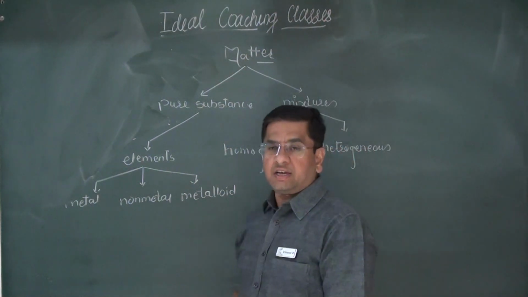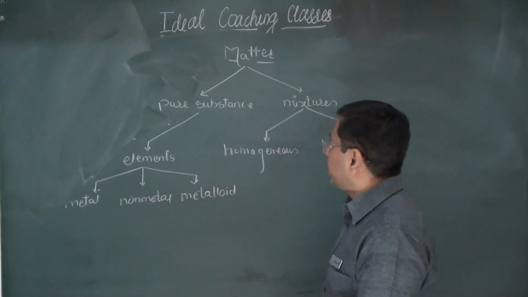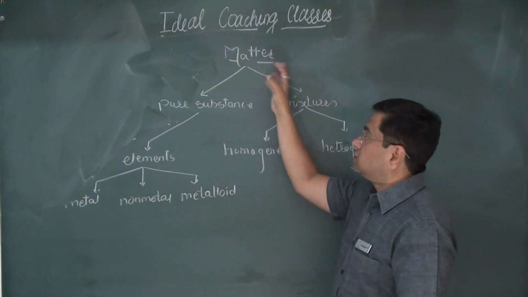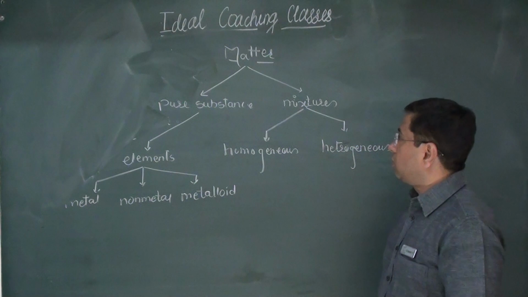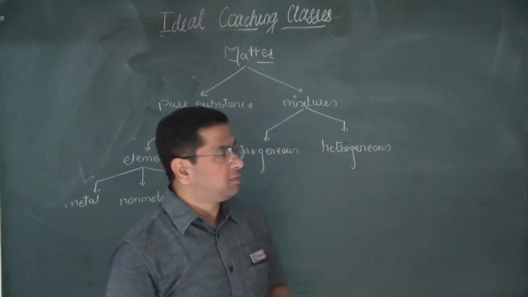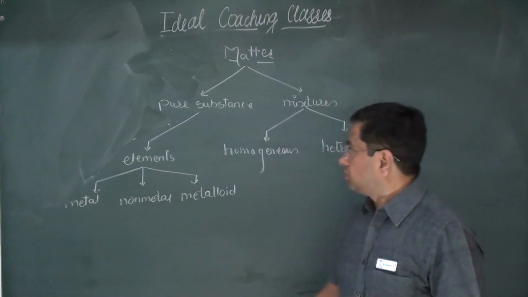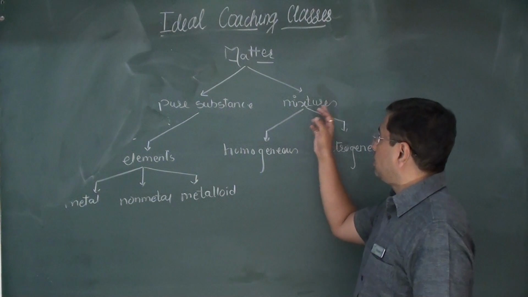Matter: anything which occupies space and has mass is called matter. Fine. Something we have studied in physics and something we have studied in chemistry. So we have divided it into two categories: pure substance and mixtures.